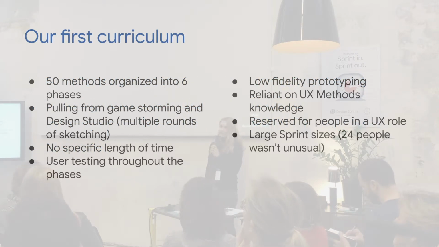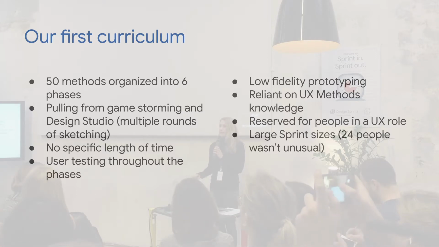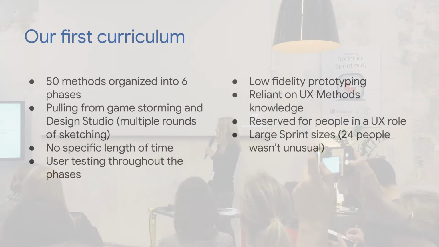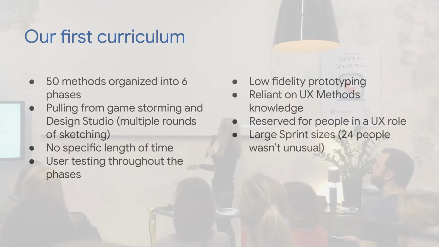Our first curriculum was a set of 50 methods, basically. I mentioned UX methods and business strategy methods, and Sprint Masters could pick which methods they wanted. The way in which we were ordering them was really related to game storming or the design studio process, where you're doing multiple rounds of design and iteration.